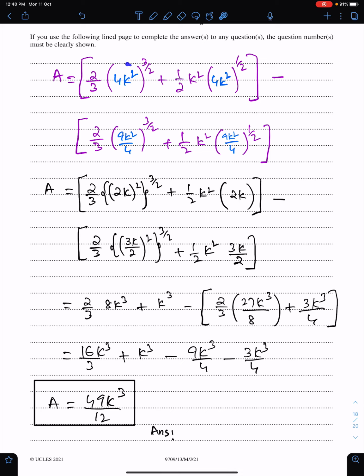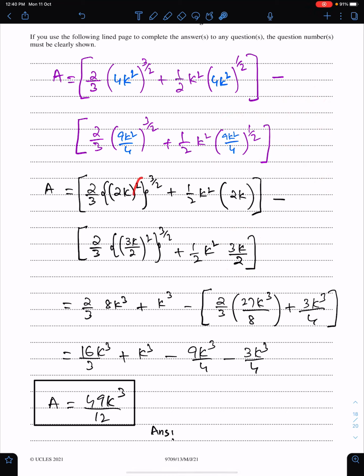Now we need to write this as 2k square and whole power 3 upon 2. See, we wrote this as 2k whole square and whole power 3 upon 2 to make the calculation simple. This will become 2k because this is under root 4k square. So you can directly write this as 2k. Here you have to write this as 3k upon 2 whole square and whole power 3 upon 2. And this is simple. This is just 9k square upon 4 under root. So it will become 3k upon 2.